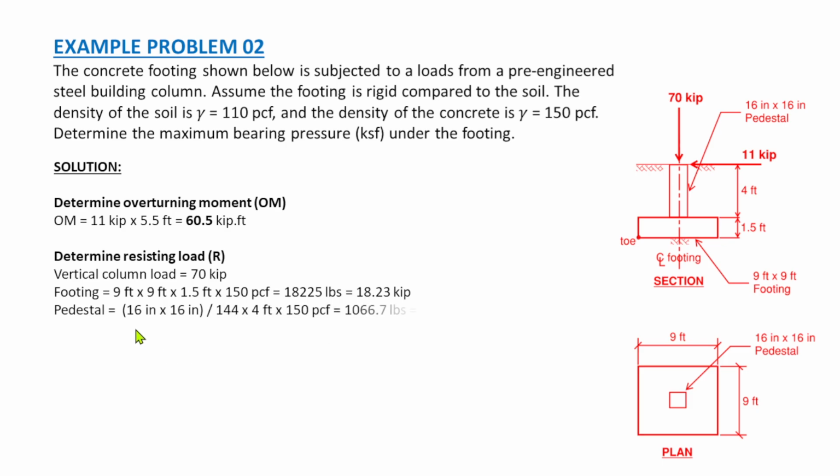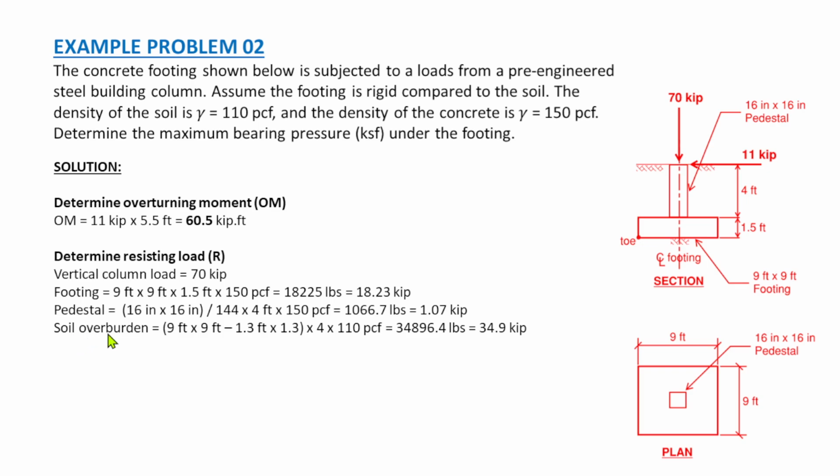The pedestal is 16 inches by 16 inches. We'll divide it by 144 to convert it into square feet to be consistent with our units. Then we will multiply it by 4 feet, which is the height of the pedestal, then times 150, the density of concrete, and it will give us 1,066.7 pounds or 1.07 kips. So that is the weight contribution of the pedestal.